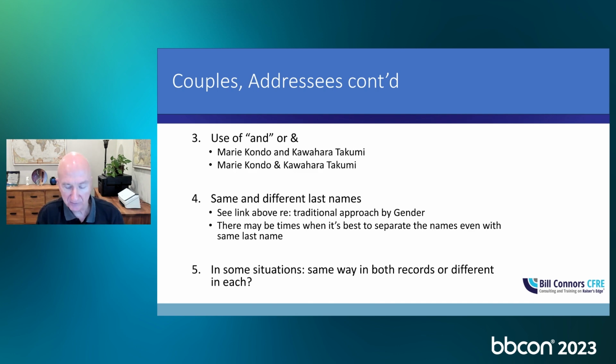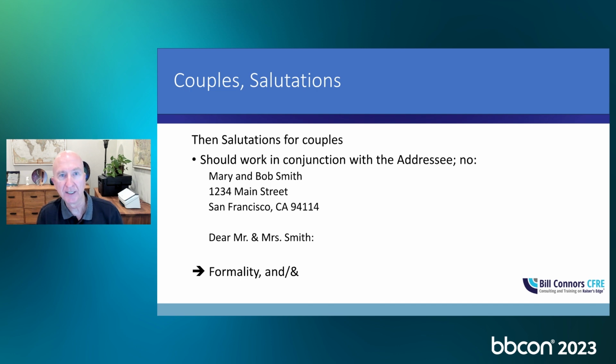Once you've got the couple's addressees established, then you can go on and talk about the couple salutations. Again, once you've done the addressee, usually the salutation is pretty obvious because it needs to mimic the formats and the decisions made for the addressee. So for example, here is something you would not want to do, where the addressee uses the word and, which is informal, while the salutation is formal, using the ampersand. Don't make decisions like that. All right, so let's move on.